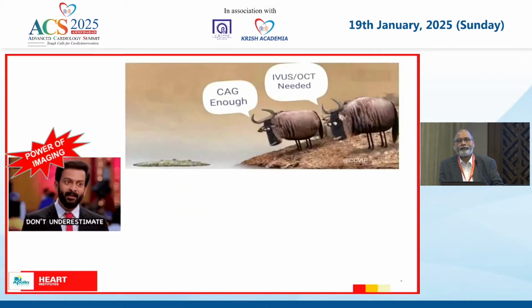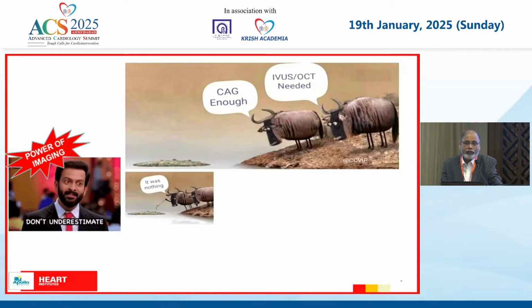So here I finish with a very simple story that two buffaloes were waiting. They were waiting, seeing something on the river. The first one said CAG is enough. The other said, no, IVUS or OCT is required. The first buffalo was very confident and he said, let me jump in.